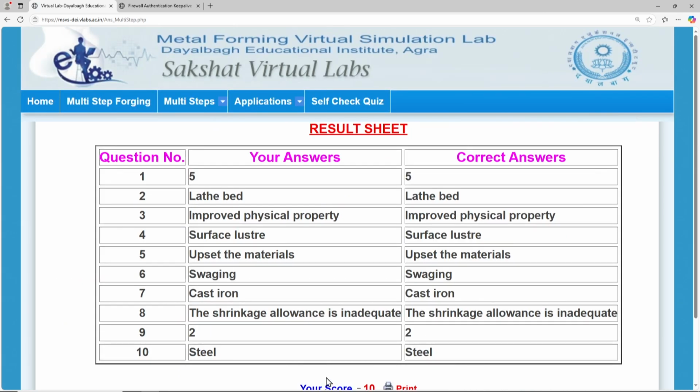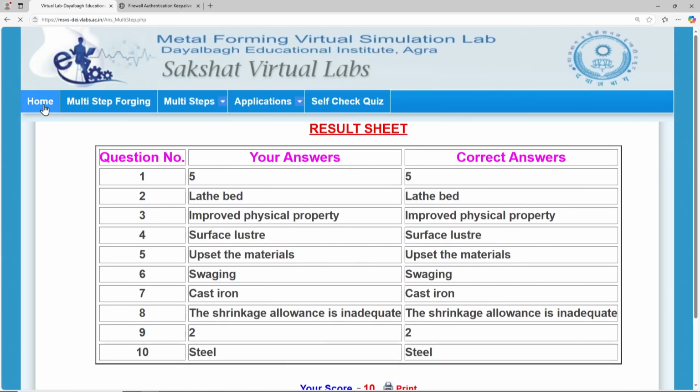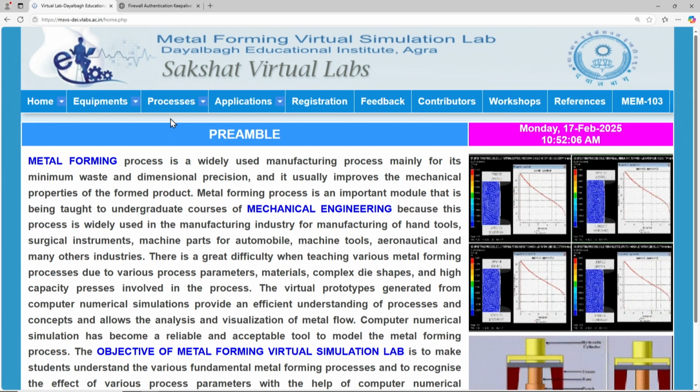Let me submit. So I have gotten 10 points from the 10 questions, and these are again our given answers and the correct answers. I'll come to the home tab once again. 2 more processes I'll walk you through.